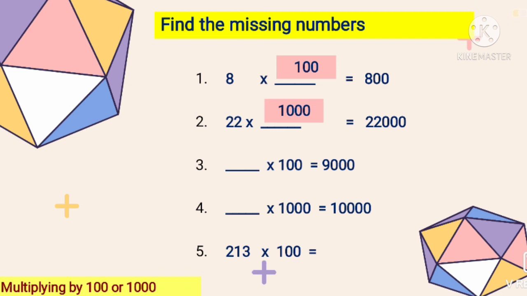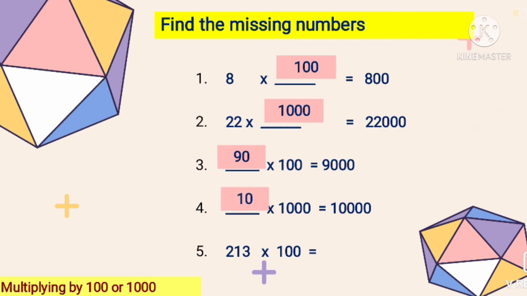Now, how many we need to multiply with 100, becoming 90? So we cross how many zeros? 2 zeros. So we cross 2 zeros from here. So it becoming 9. Now, how many times 100? 1,000 become 10,000. So we need to cross how many zeros? 3 here, 3 here. So the rest is 10.